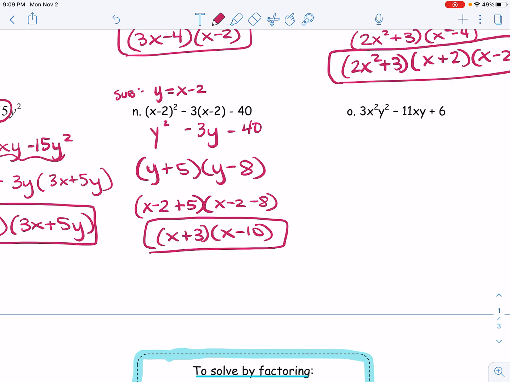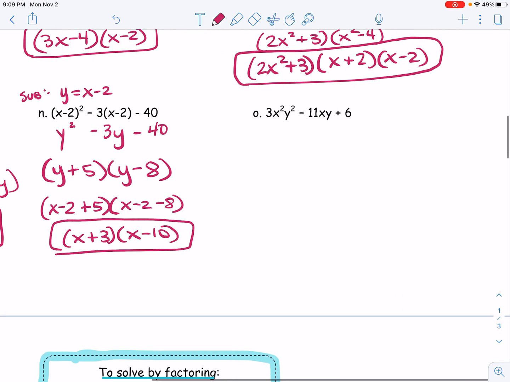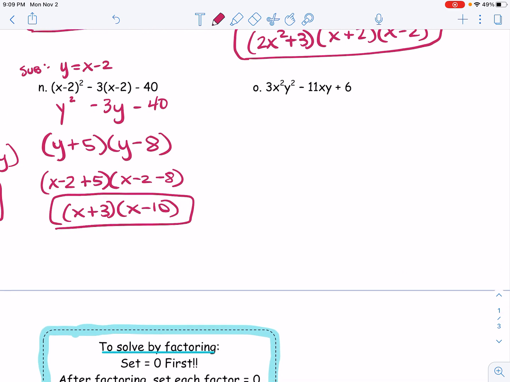All right, and let's do one more of factoring. 3x squared y squared minus 11xy plus 6. There is no GCF. It is not a perfect square trinomial, and so I factor. So I multiply 3 times 6, and I get 18, and I need factors of 18 that add up to a negative 11, and so that's going to be a negative 9 and a negative 2.